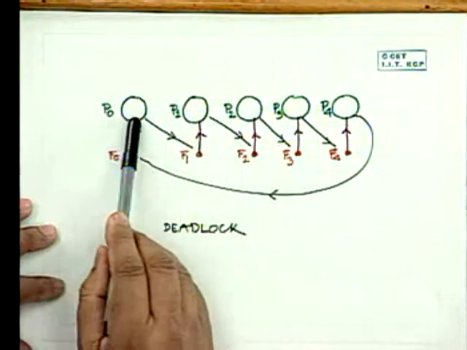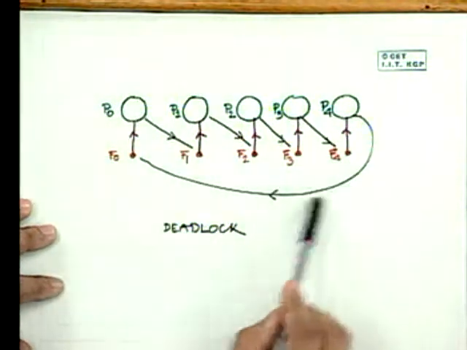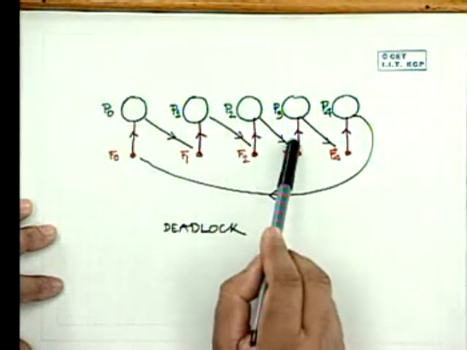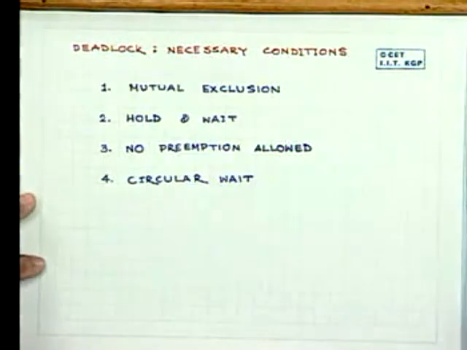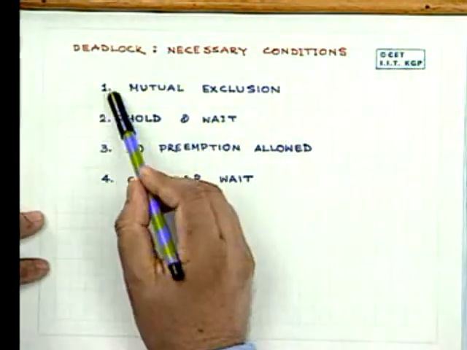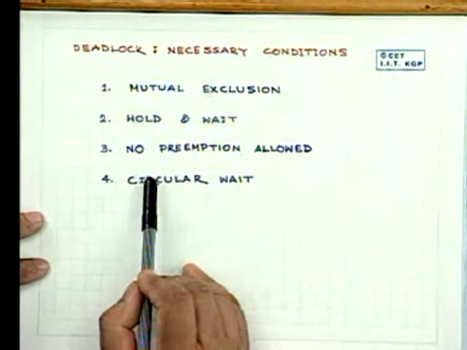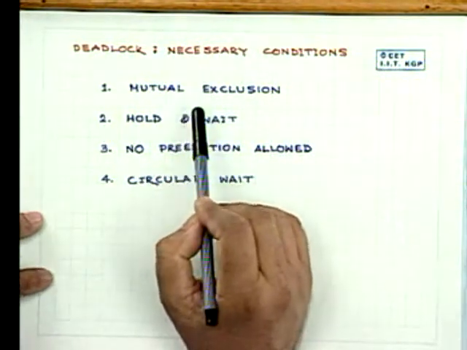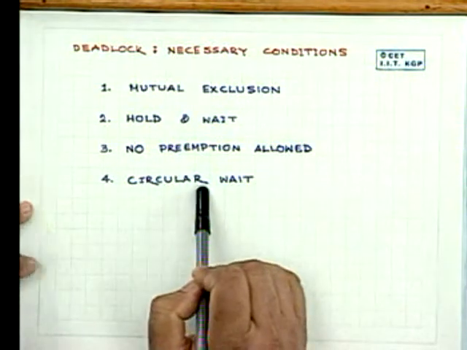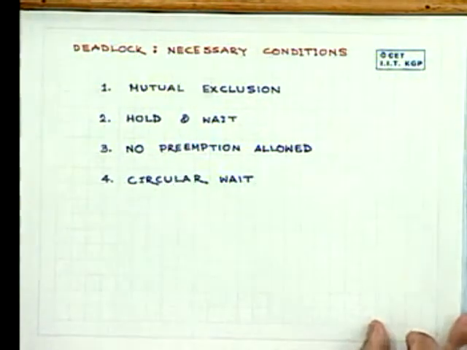And the fourth is circular wait, which is essentially what I have already depicted. Say P0 is waiting for F1 and so on. This is a circular wait that has to exist. Let me emphasize one thing: all four necessary conditions have to hold simultaneously for a deadlock to be possible.